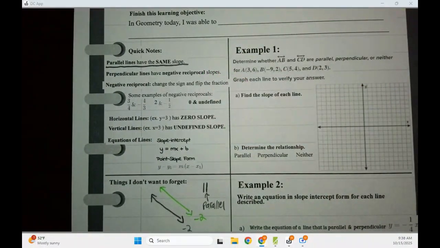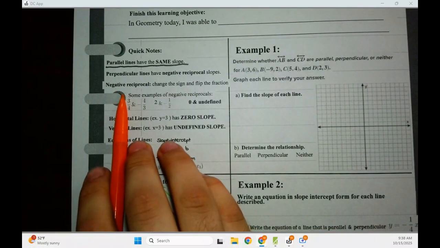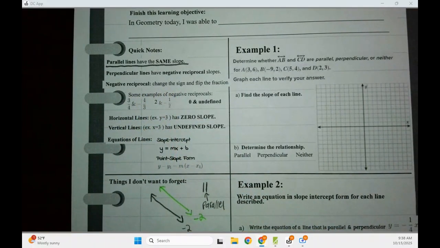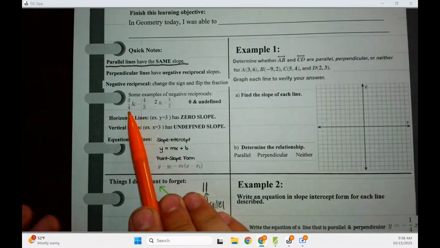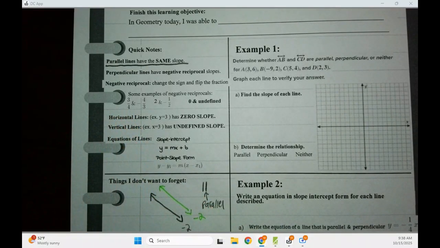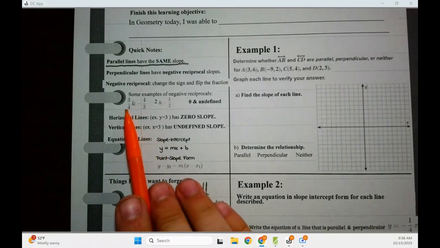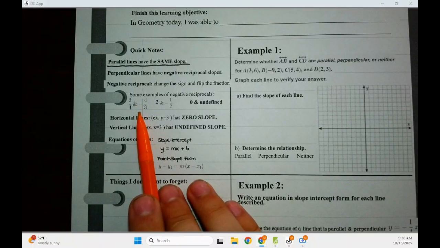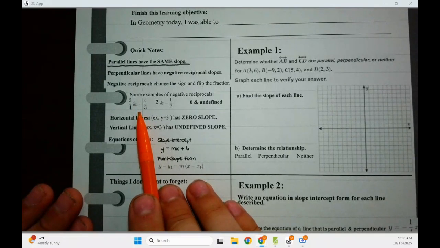Perpendicular lines have negative reciprocal slopes. And it even defines it. Negative reciprocal means change the sign and flip the fraction. So, some examples to see what I'm talking about. If the slope was 3 over 4, well then flip the fraction. Instead of 3 over 4, it's 4 over 3. I flip the fraction and change the sign. So if it was positive, what do I change it to? Negative. Negative 4/3 would be my negative reciprocal.